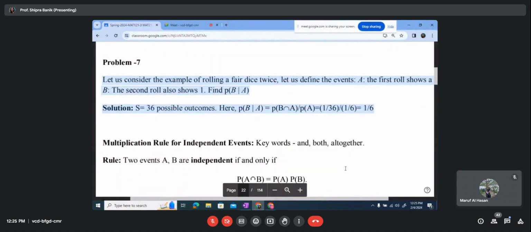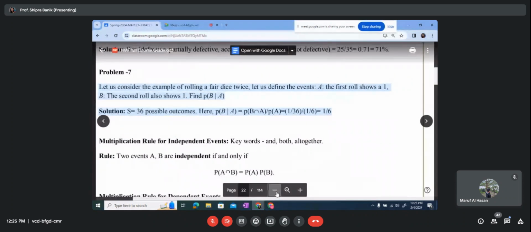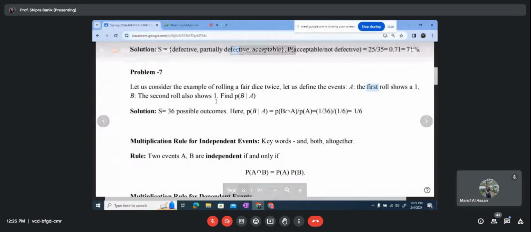Let us consider an example of rolling a fair dice twice. Let us define the events. A: the first roll shows a 1. Then B: the second roll also shows 1. Find B given A.